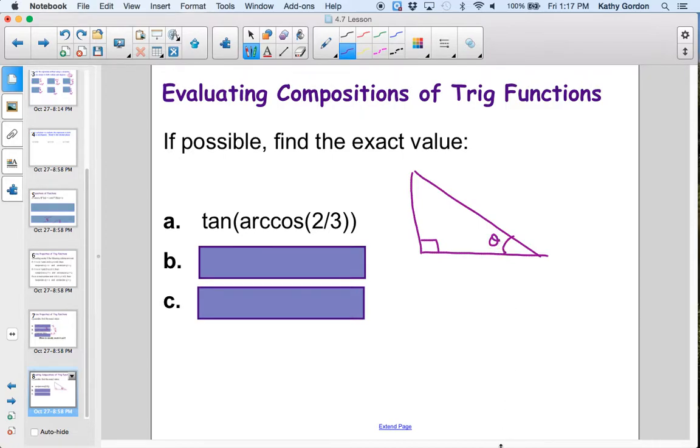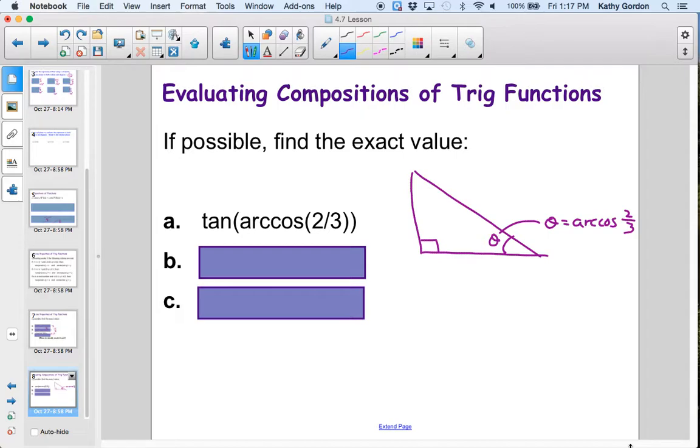This is the angle that I'm going to label, because what does the arc cosine of anything give me? An angle. So this is going to be my angle, and honestly, this angle is equal to whatever arc cosine of 2/3 is. It's a weird way to label an angle, but stay with me here for a second. That's what it is.